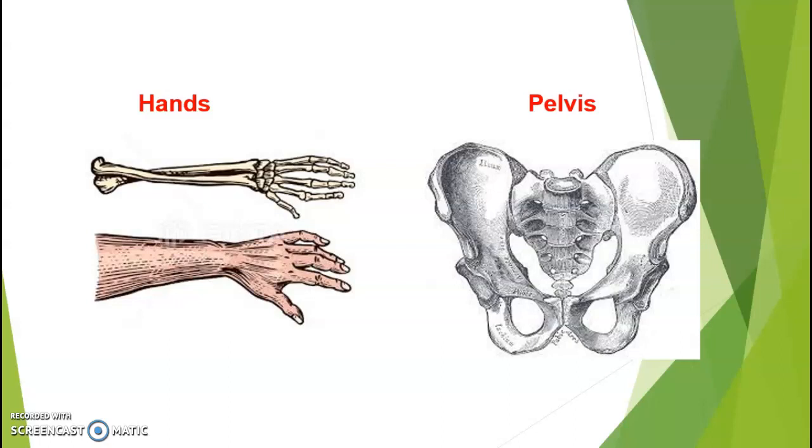The gynecoid pelvis is the most common pelvis shape in females and is favorable for vaginal birth. Next is legs.